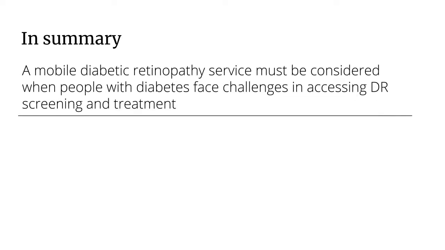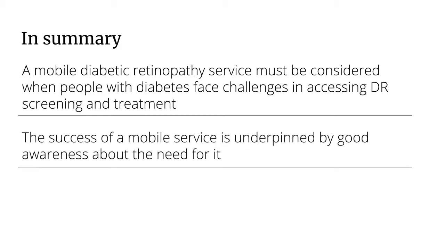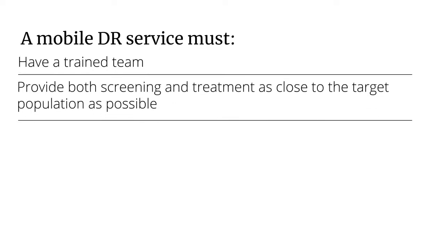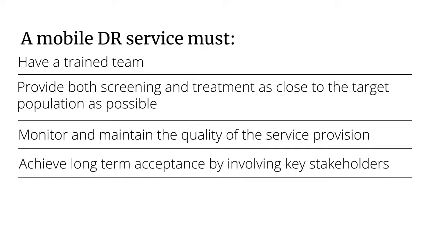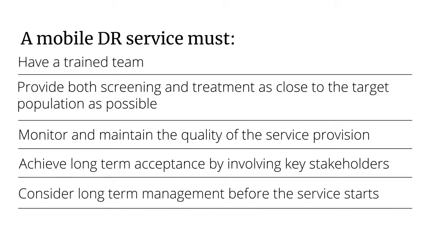In summary, a mobile diabetic retinopathy service must be considered when people with diabetes face challenges in accessing DR screening and treatment. The success of a mobile service is underpinned by good awareness amongst the population and providers about the need for it. To deliver successful outcomes and achieve long-term impact, a mobile DR service must have a trained team, provide both screening and treatment as close to the target population as possible, monitor and maintain the quality of service provision, achieve long-term acceptance by involving key stakeholders from the health system and the population, and consider the long-term management of the service before it starts.